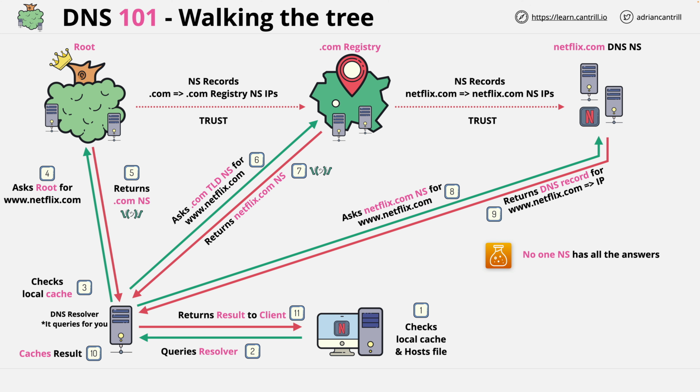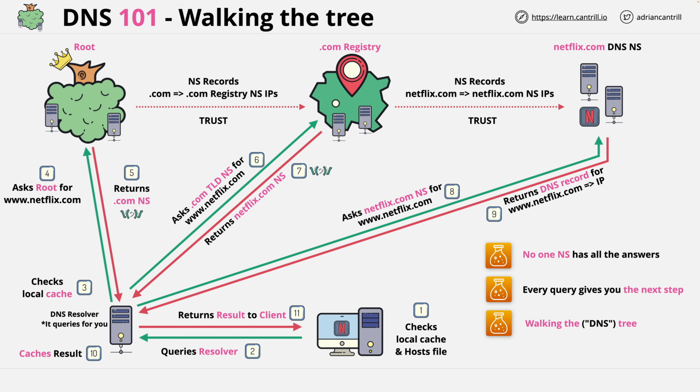But, and this is key to how DNS operates, every query to every name server moves you one step closer to the answer. The root gives you the .com name servers, the .com name servers give you the netflix.com name servers, and the netflix.com name servers will be able to give you an authoritative result. And this process end to end is called walking the tree.